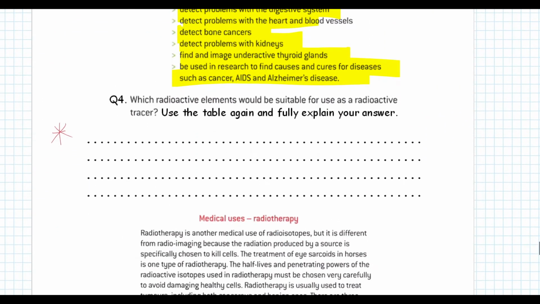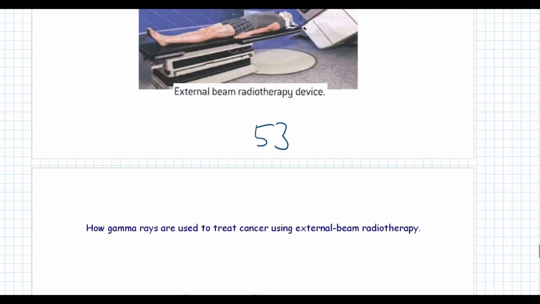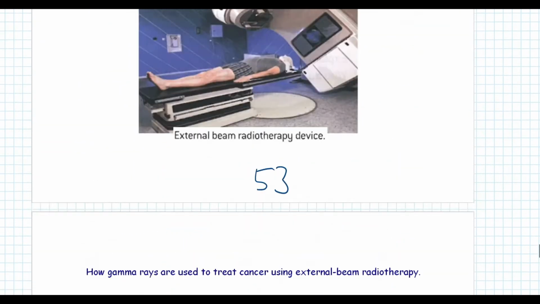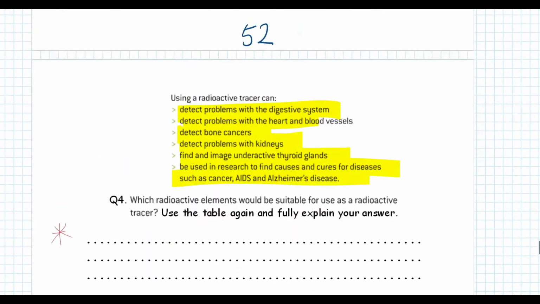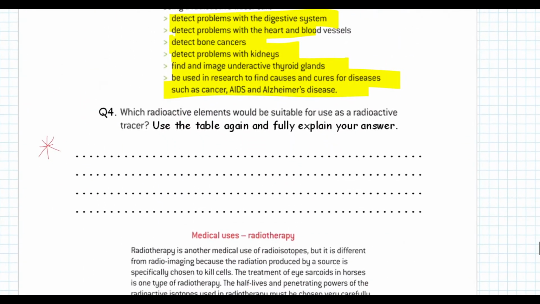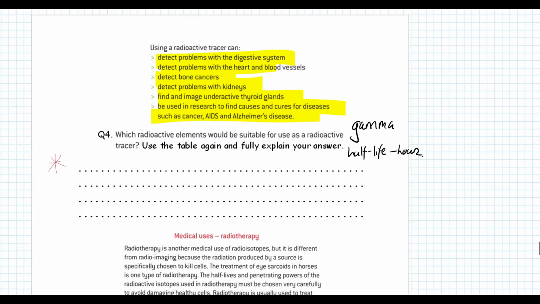If you think about it, you go to the hospital, you get injected, you get scanned, and you look to see what the activity rate is outside the body. So you need something, you need gamma, and a half-life of a few hours. Something of a few hours. Let's see which radioisotope fits the bill.